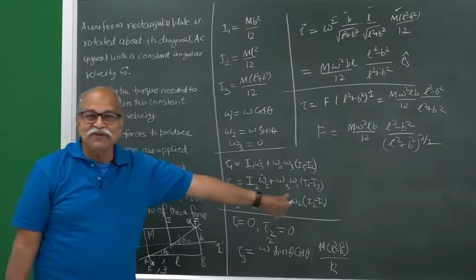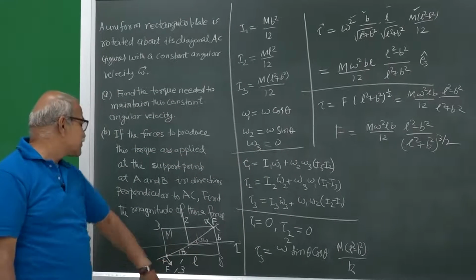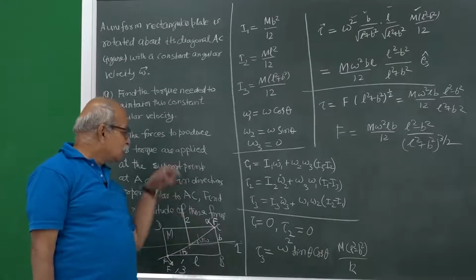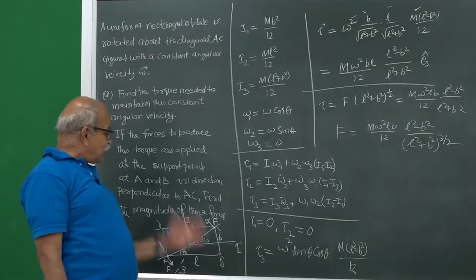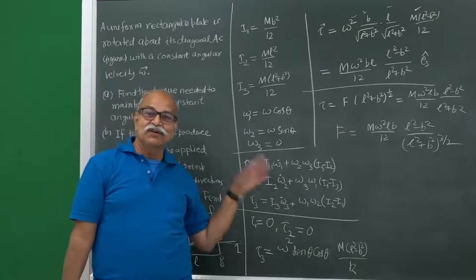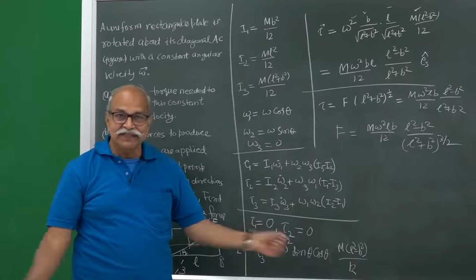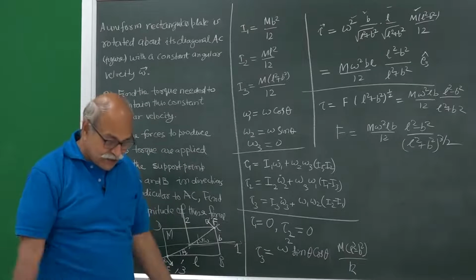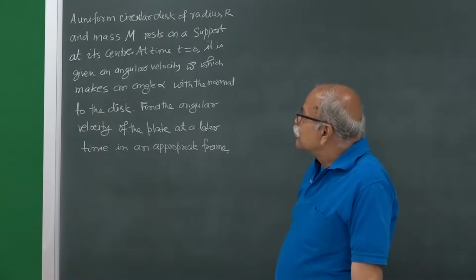So, this much force you have to apply here and this much force you have to apply here to get that torque, to maintain this uniform angular velocity of this rectangular plate about the diagonal. Let us take next question. So, here is another problem.